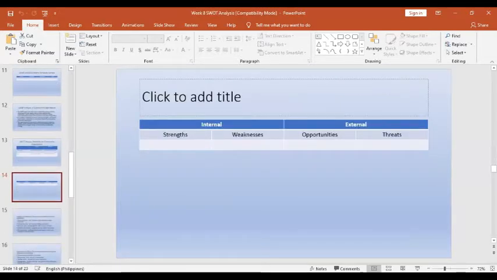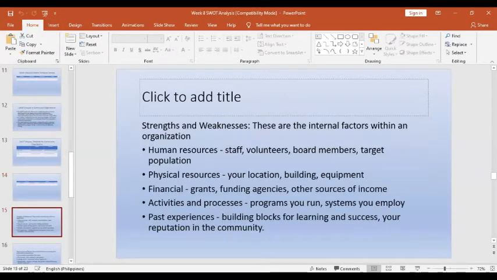We can also use this kind of template, where the internal factors are the strengths and weaknesses, and the external factors are the opportunities and threats. Based on the template, the strengths and weaknesses are the internal factors within the organization. As I said earlier, we have to identify the resources of the organization or the business in order to identify their competency. Part of the internal factors are the strengths and weaknesses.